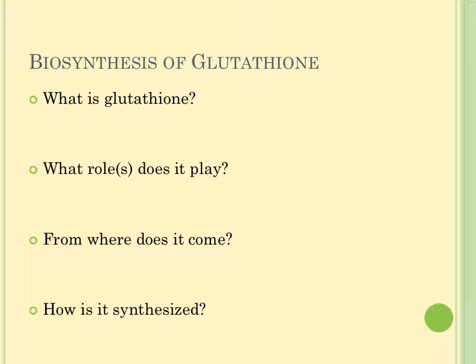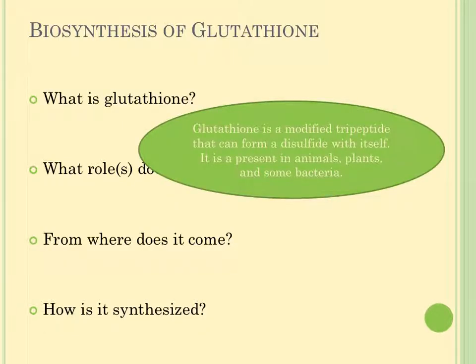Where have we seen sulfurs from? Methionine, cysteine. So those are already some of the good things. Glutathione is a tripeptide. They abbreviate it a lot of times as GSH, and then whenever it forms a disulfide to itself, it's called GSSG. It's a tripeptide.